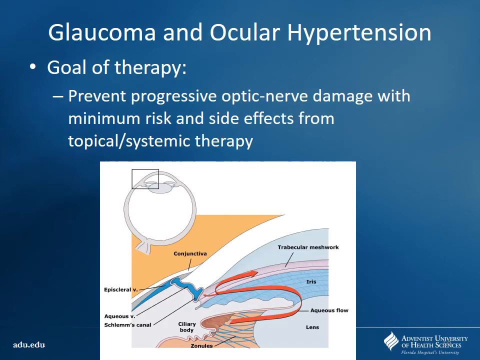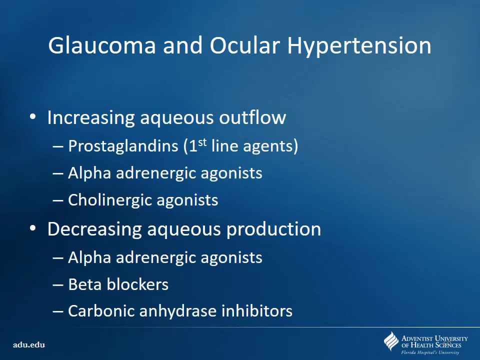Okay, so again, the goal of therapy, we want to prevent progressive optic nerve damage and hopefully have minimal systemic side effects from topical therapy. So the drugs we'll look at, again, we said there's two different mechanisms we're going to be looking at. You'll see how they kind of fall into different categories. So the ones that are going to increase aqueous outflow include our prostaglandins, which typically you'll see being used as your first-line agents. You'll have alpha-adrenergic agonists and your cholinergic agonists will all help to increase outflow.